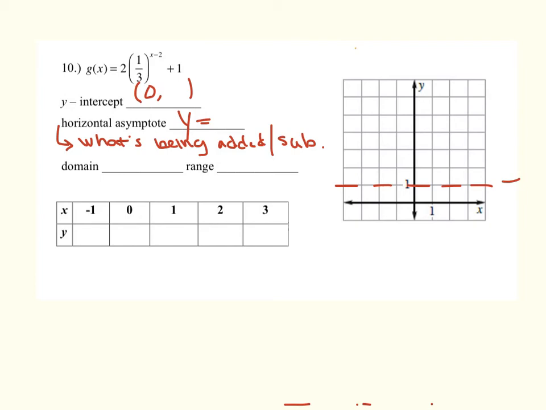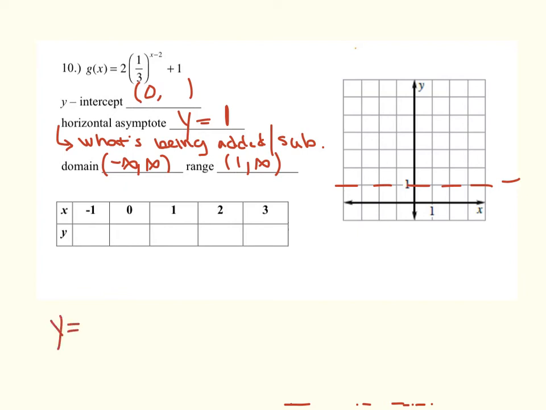So your asymptote is now that imaginary line that your function approaches but never actually touches, and it is going to be at +1. So what that means is that your range, because this isn't negative, it's not going to be below your x-axis, your range is going to go from 1 instead of 0 to positive infinity. And your domain for exponential is always -infinity to positive infinity, which you'll see when we're done. So if we plot these points, we just need to plug them in.